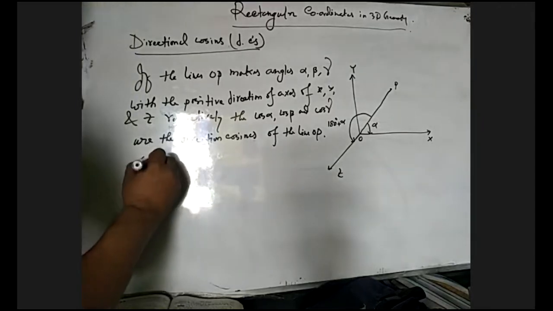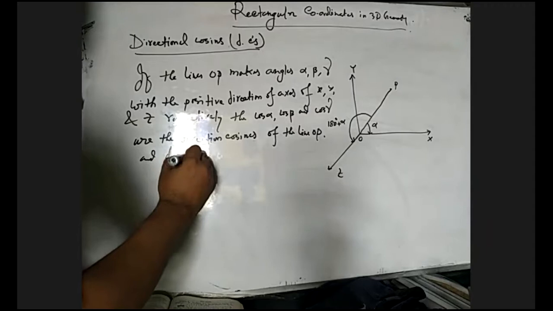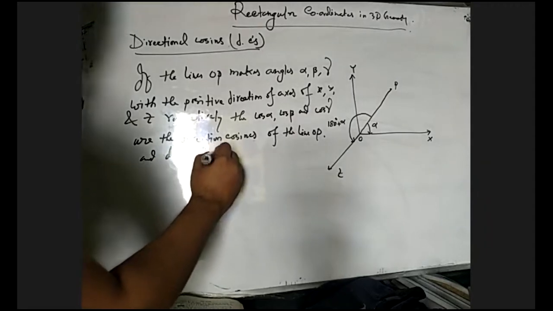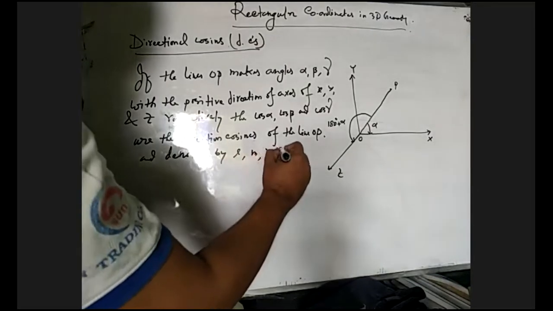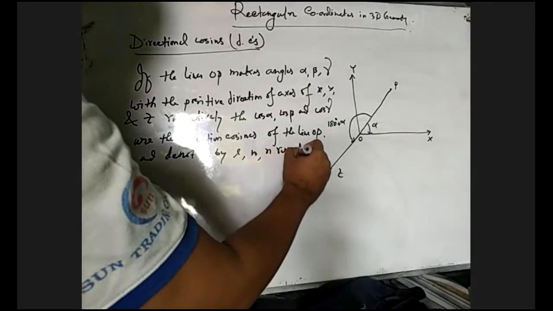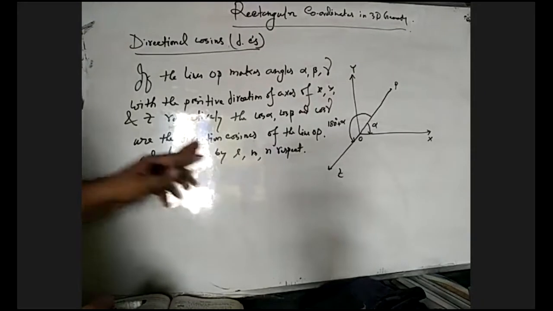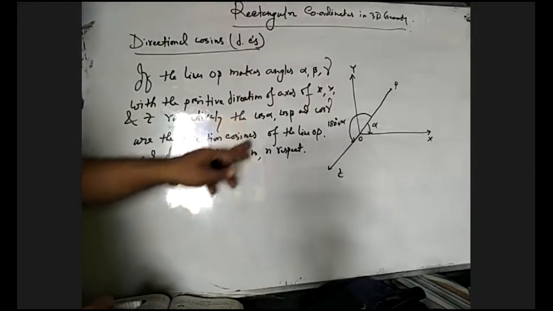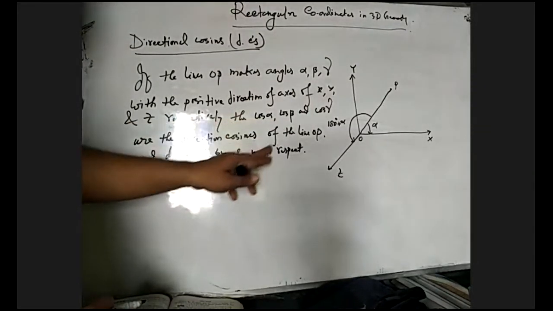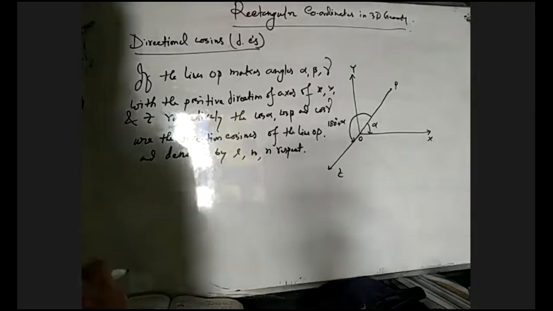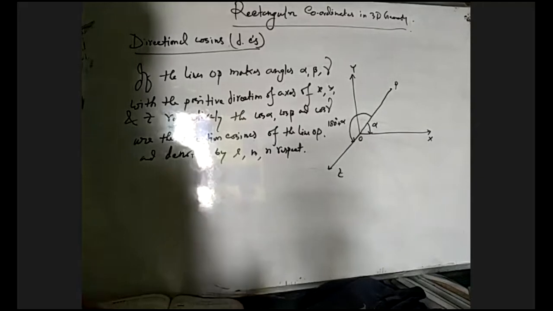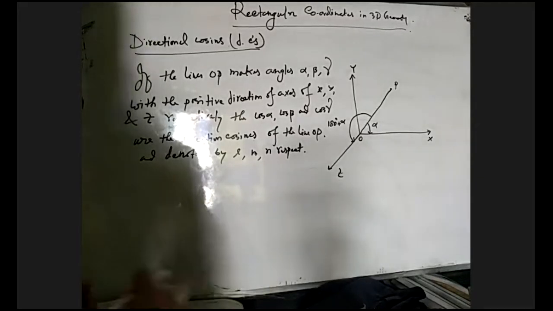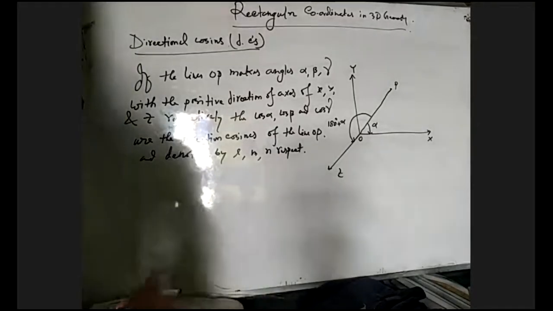And they are denoted by l, m and n respectively. That means cos alpha is denoted by l, cos beta is denoted by m, and cos gamma is denoted by n. So this is actually the definition of direction cosines.